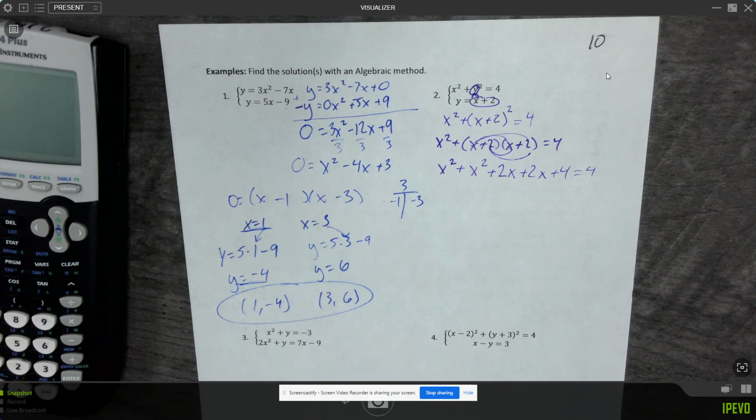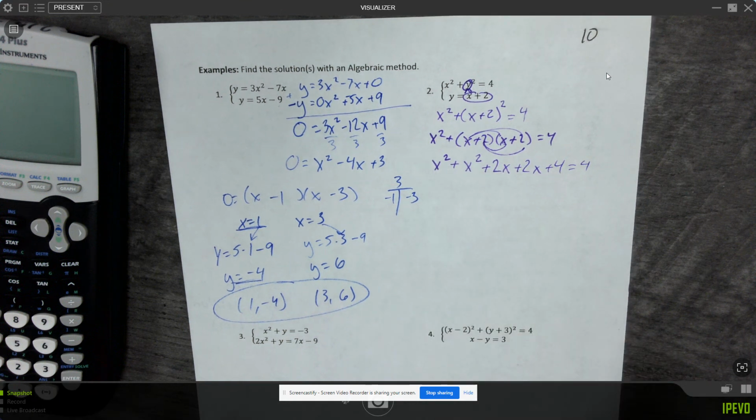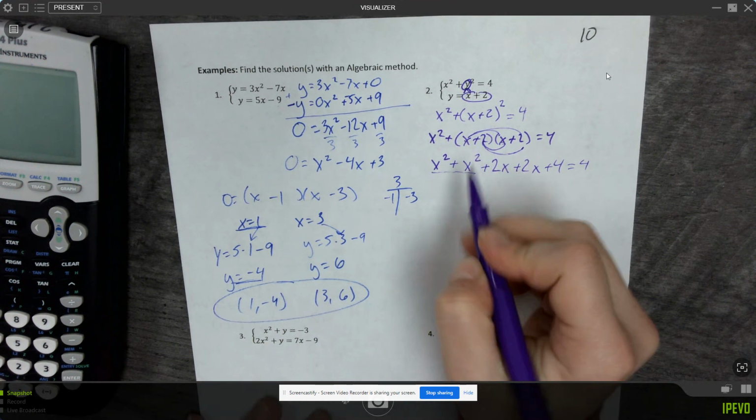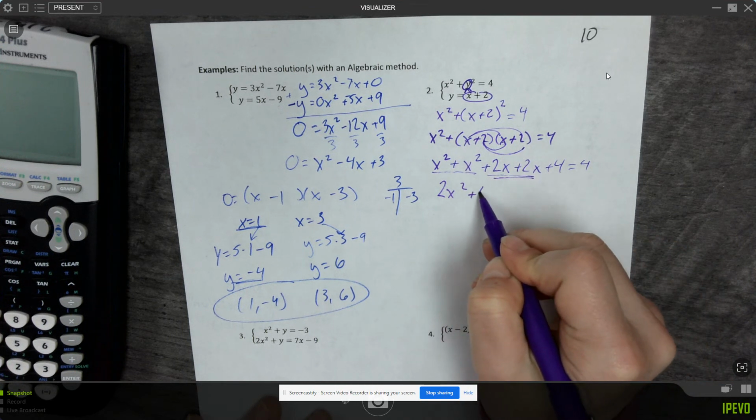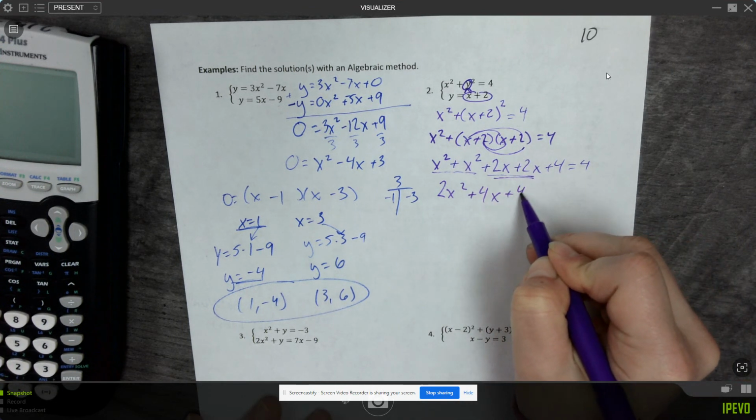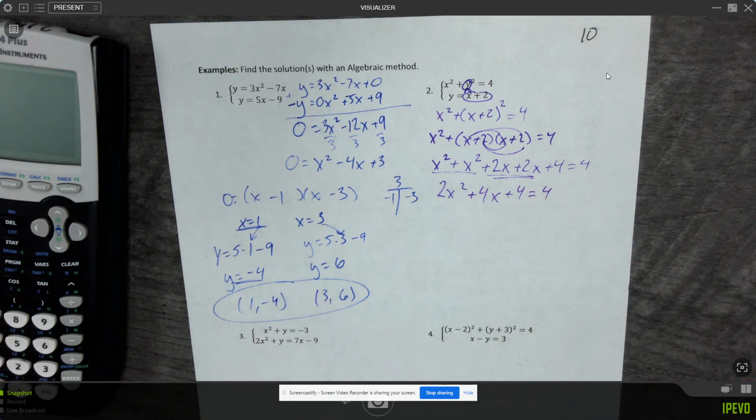So please do that. So then I'm going to just combine like terms. X squared and x squared are 2x squared. 2x plus 2x is 4x. Plus 4 equals 4. Now, I have a quadratic equation that I can solve by factoring or completing the square, which you probably won't do, or quadratic formula. I'm not going to do any completing the square examples because I'm pretty sure none of you do that.